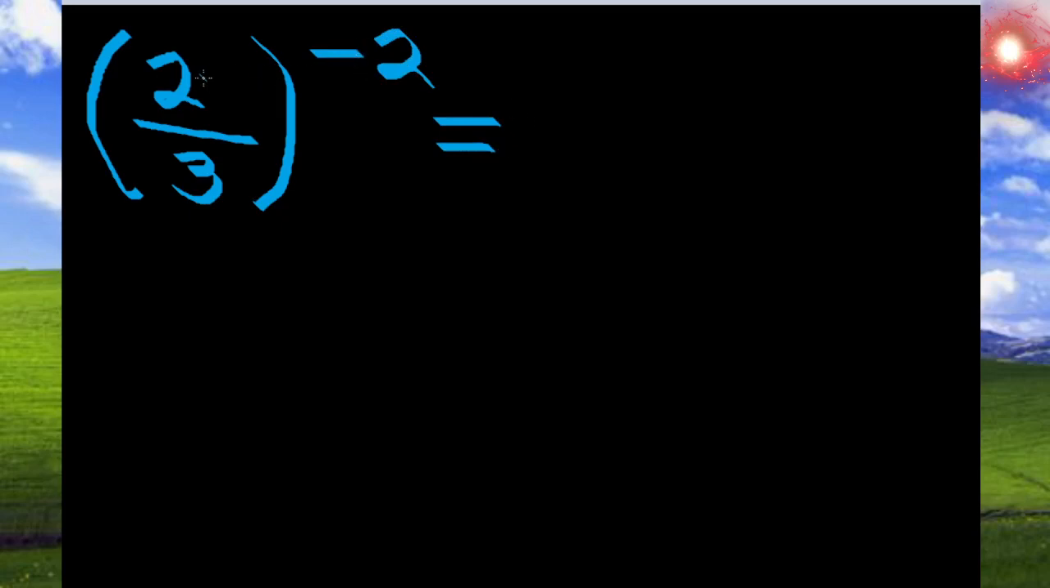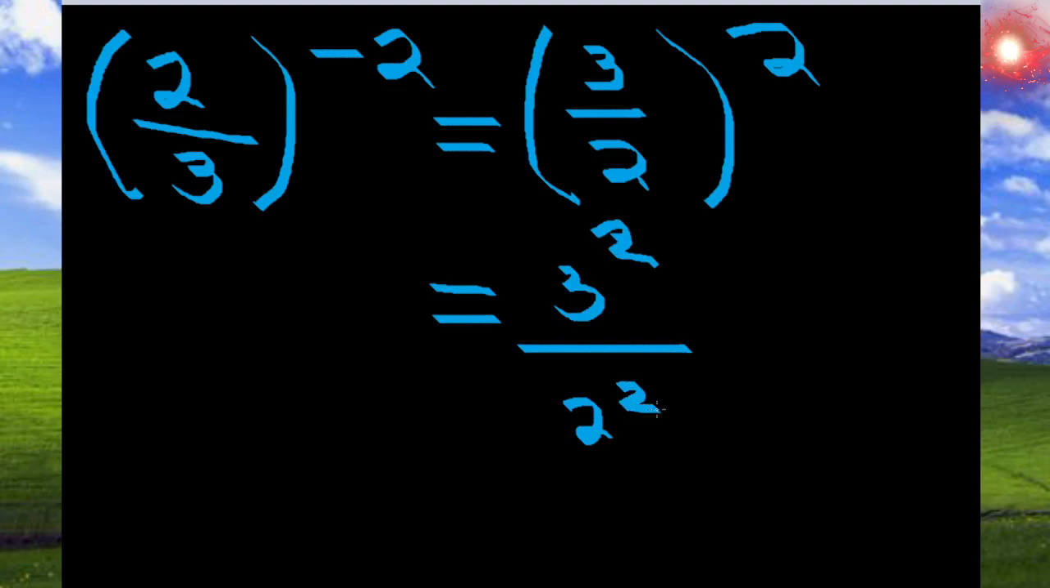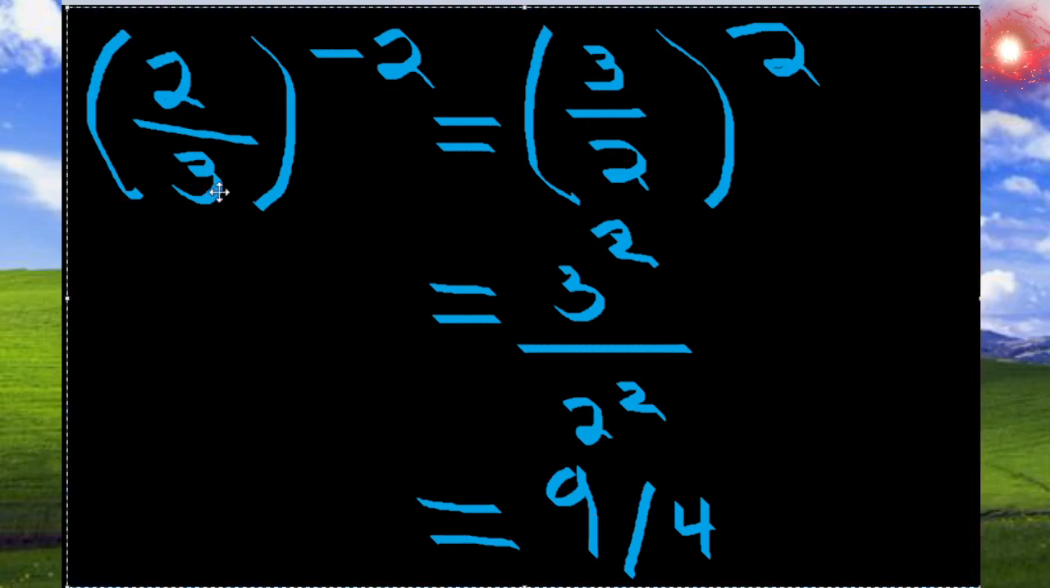The negative means you invert it. What's upstairs goes downstairs, what's downstairs goes upstairs. So this is going to be 3 over 2 now. We've already reversed it, so the negative goes away. Then you just say this is equal to 3^2 divided by 2^2, which is equal to 9 over 4. So that's how you deal with fractions, and when you're inverting something that's on the bottom of the fraction, the denominator becomes the numerator and the numerator becomes the denominator.